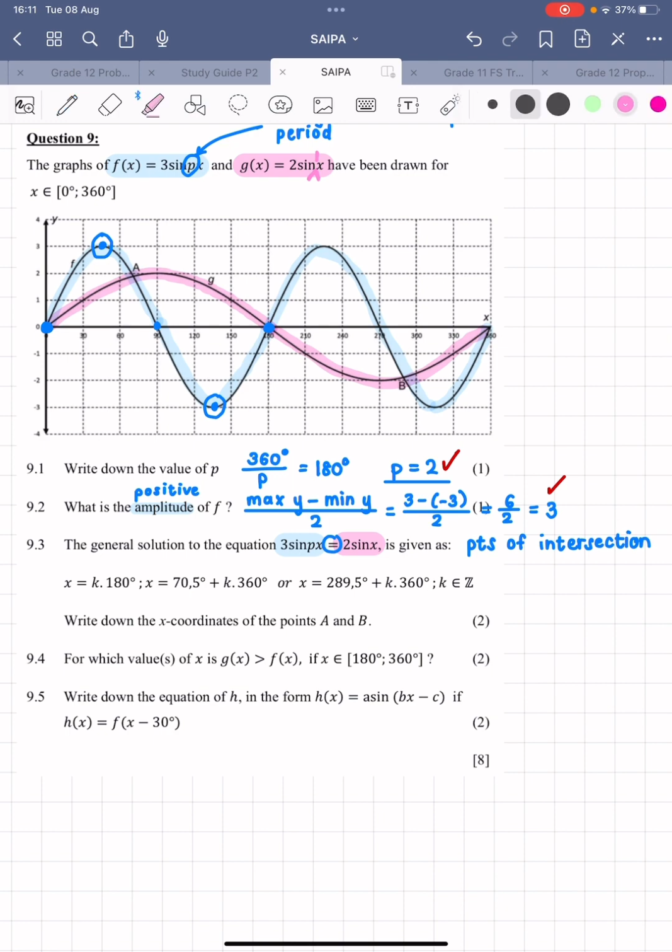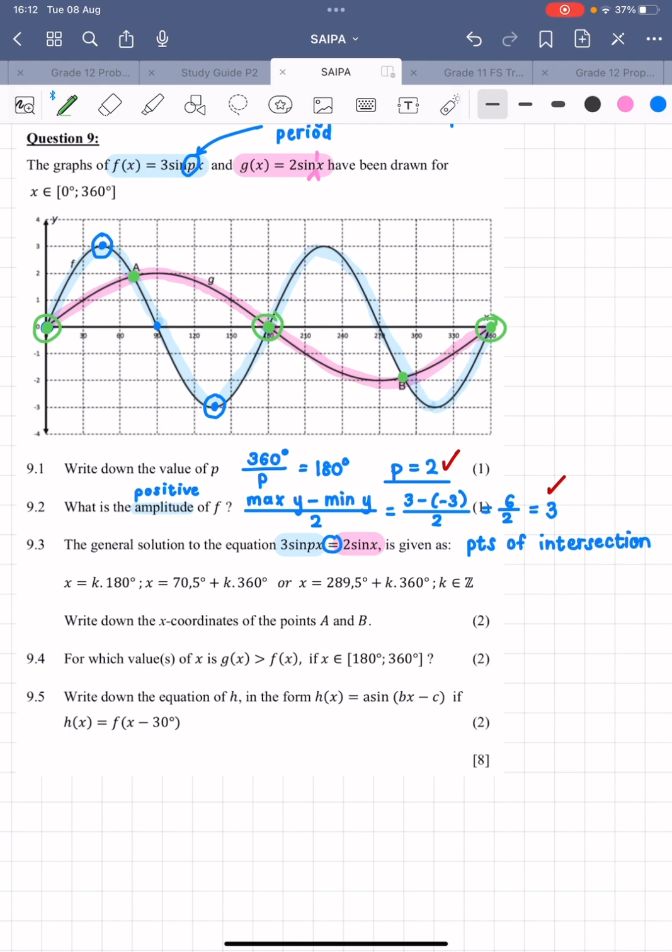Now on our graph, I'm going to use a different color because there's a lot of blue going on. Let's use green. On this graph, we have one point of intersection there at A, so that's where the two graphs are equal to each other. We actually have one over there as well at 0. Then we have one at 180. And we have another one at B, and then again at 360. So these 3 points, we can just read off the coordinates of those points.